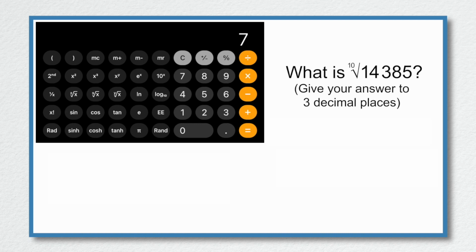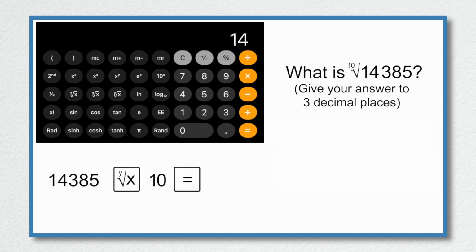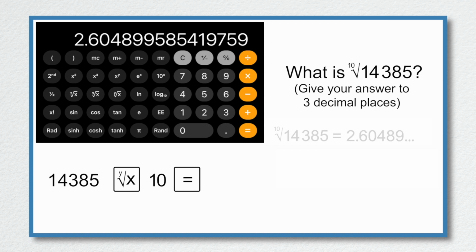And if I had, what is the 10th root of 14,385? Give your answer to 3 decimal places. So I'll clear the calculator first of all. I'm going to type in 14,385, press the y root of x button. We're finding the 10th root, so I now type in 10, press equals, and I get the answer 2.604899 and so on. And to 3 decimal places, this is equal to 2.605.